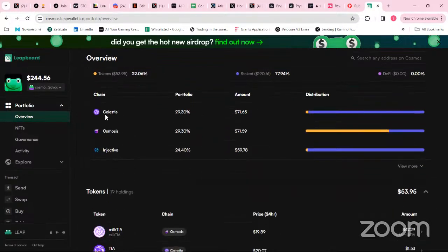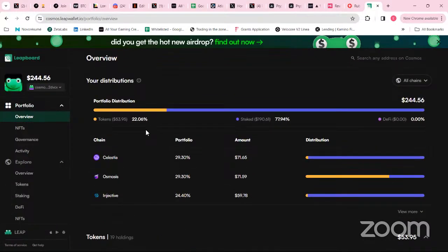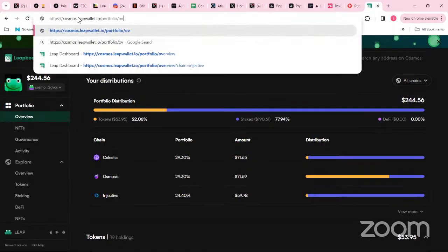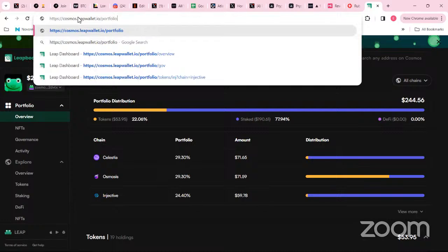So what you do is, for any of these tokens you hold in your wallet, you just come to this dashboard. Let me drop the website portfolio here.